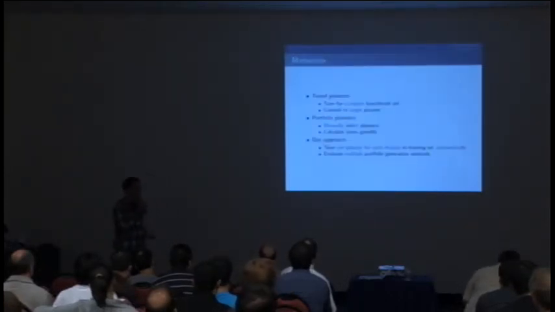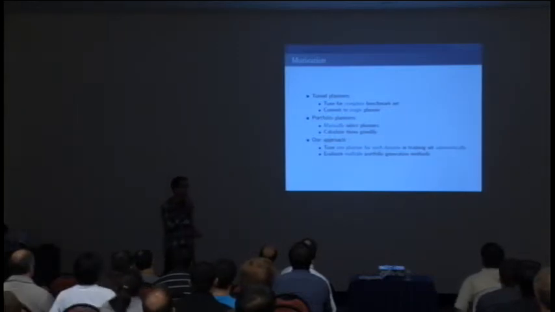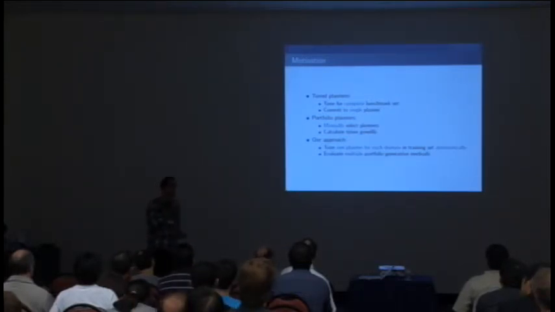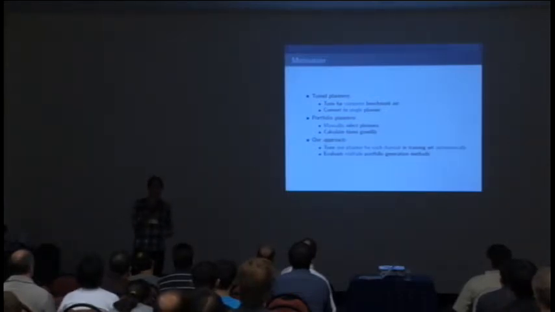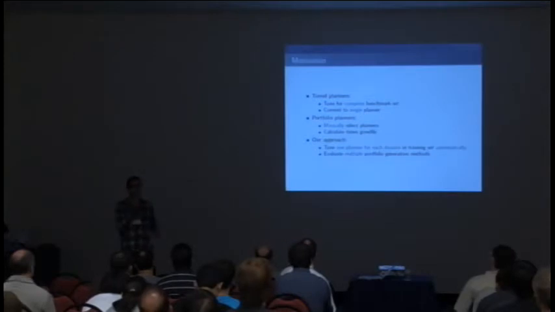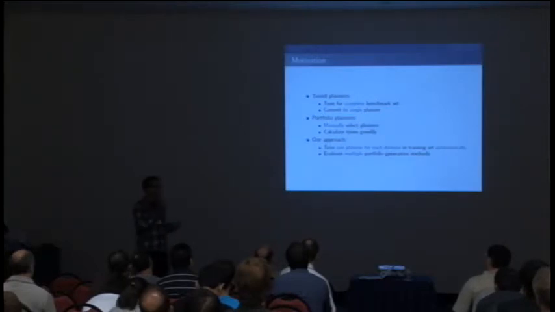So how did we do that? We thought that these two approaches, when used by themselves, have significant shortcomings. For example, the tuned planners were tuned for the complete benchmark set that was available at the time, and they got down to just one single planner. And the portfolio planners had to manually select their components, and the times that were used for each planner were calculated greedily. In our approach, we tune one planner for each domain in the training set automatically, and then evaluate multiple portfolio generation methods for this.